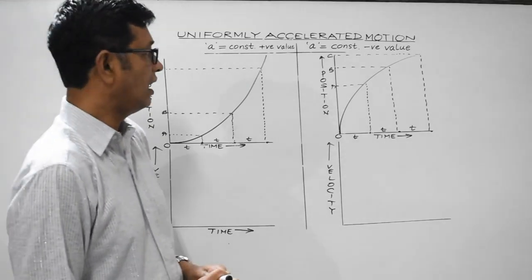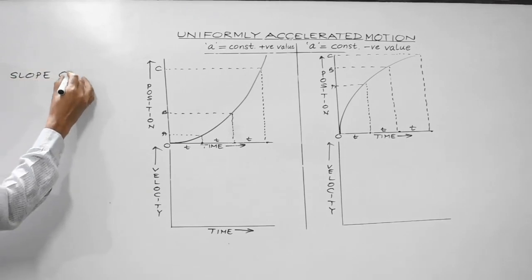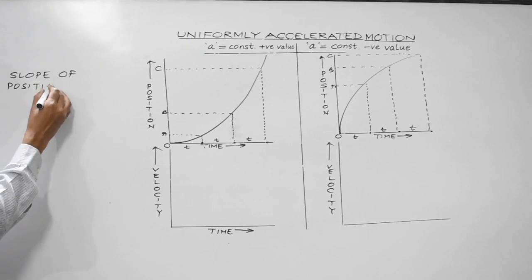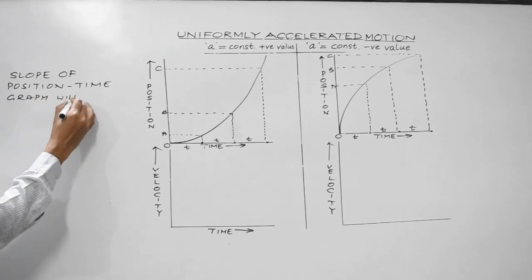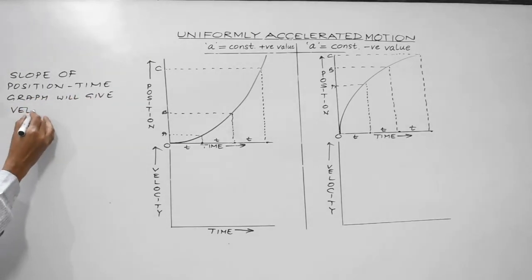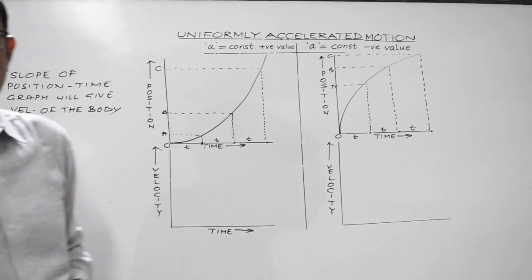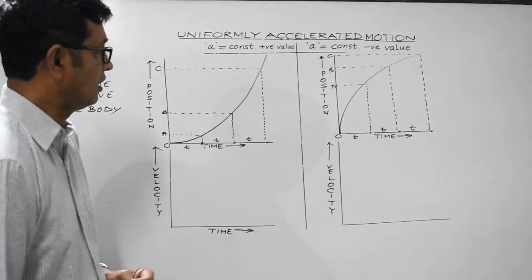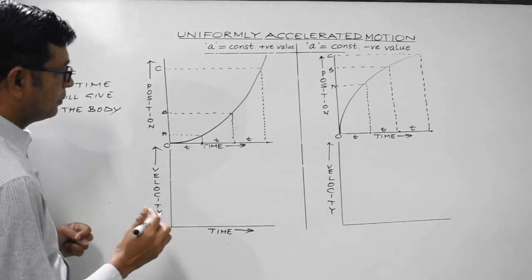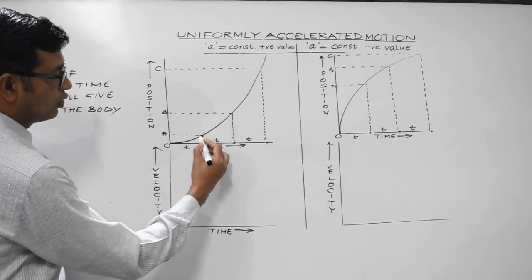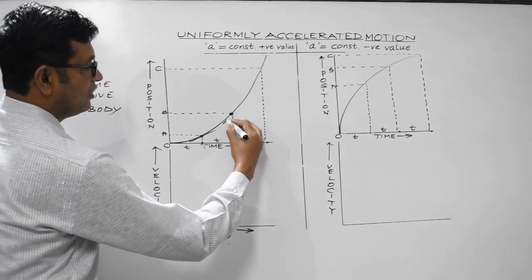One more thing, students. As I stated, this is a very important point: the slope of the position time graph will give the velocity of the body. What I mean to say is that when the graph is curved, at a point the slope is given by drawing a tangent at that particular point. Suppose you wish to find the slope at this point. So you draw a tangent over here, like this. This is the tangent.